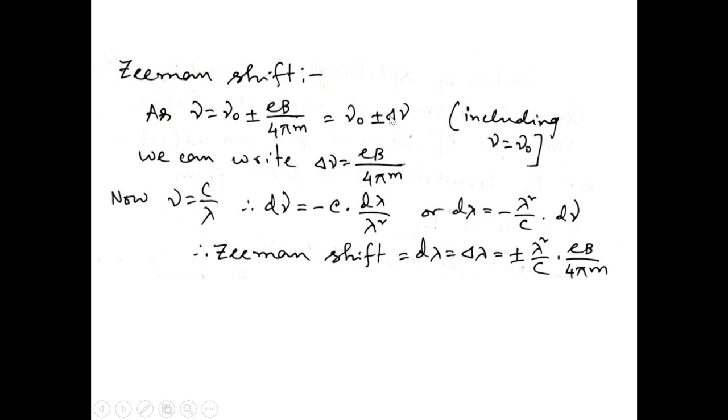What is the change in wavelength? That is d lambda. The meaning of d lambda is the Zeeman shift. If we put nu equal to C by lambda, after differentiation we get d nu equal to minus C d lambda by lambda square. That is, d lambda equals minus lambda square by C d nu, and ultimately the Zeeman shift gives delta lambda equal to plus or minus lambda square by C times eB by 4 pi m. It is a very important relation, try to remember it.